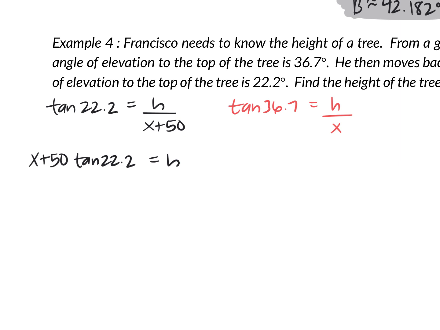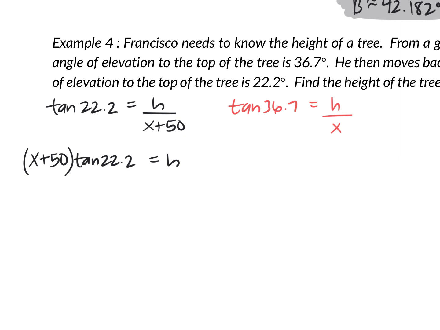Technically, that says x plus 50 times tangent of 22.2. Is that what I want it to say? No, I want it to be the entire quantity of x plus 50, right, times both sides. So I have to put parentheses around that. Got rid of my fractions.